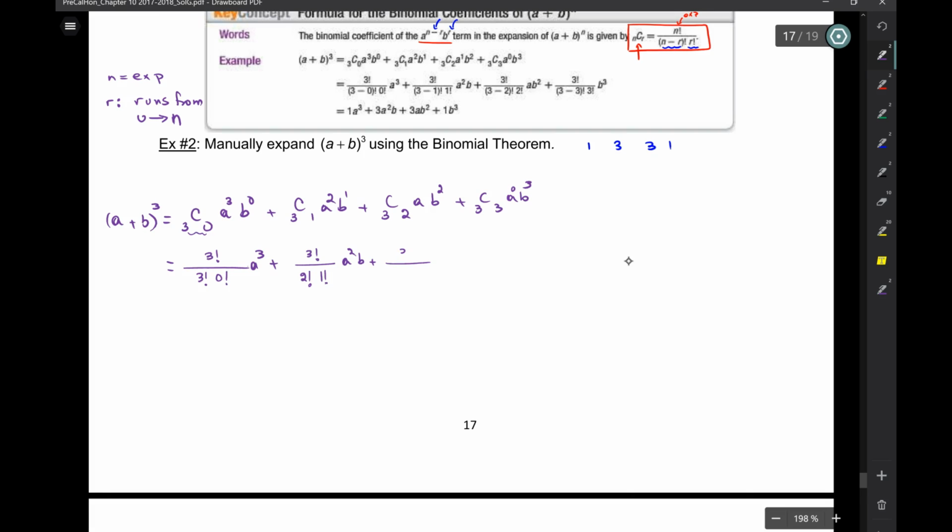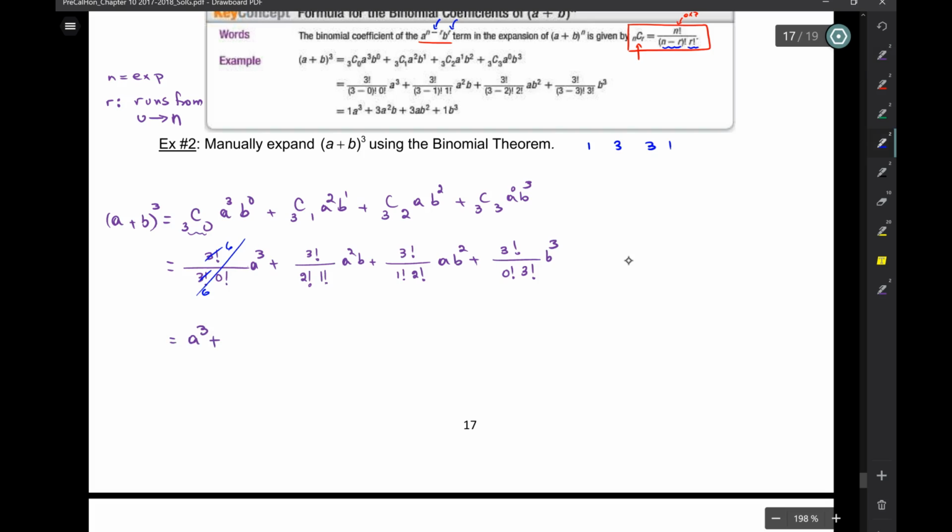So the next one is going to be 3 factorial over 1 factorial, 2 factorial, ab squared. And then it's 3 factorial over 0 factorial, 3 factorial, b cubed. Okay, now for some cool math. What's 3 factorial? That's 6. And this is 6 times 1. So all that goes away as 1. Right? So that's just a cubed.